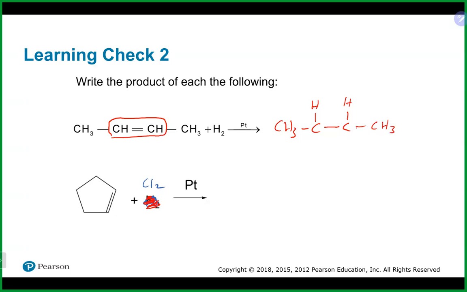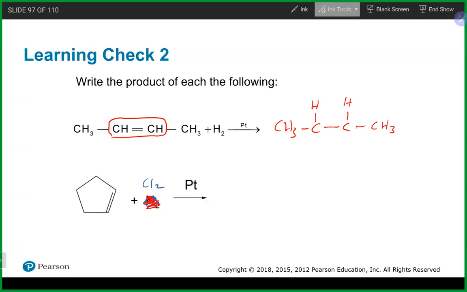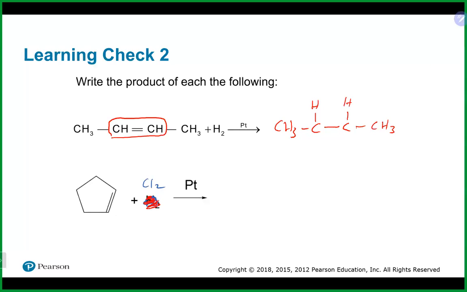Again, nothing fancy happens other than we just need to make some room for these guys coming in. At this point, it is a symmetrical addition of two hydrogens, which means we just put a hydrogen on either carbon. And obviously, if you did it all condensed, you would end up with CH3, CH2, CH2, CH3. But either way is fine in this case. Any questions on that one?